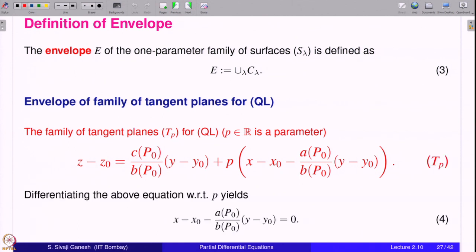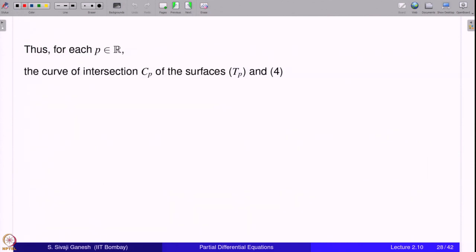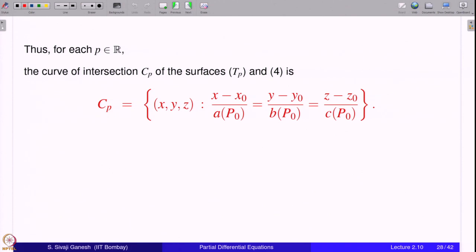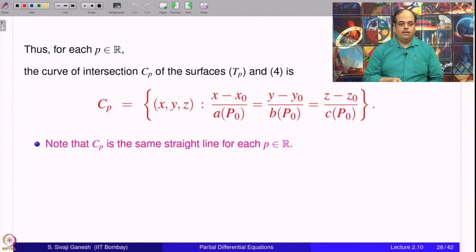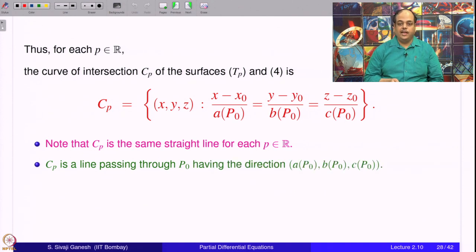It means it says some relation between z minus z naught and y minus y naught. Please do this computation slowly. So, this is what we end up with, Cp, p is the parameter. Note that Cp is the same straight line for each p, it does not depend on small p, it is just a straight line, it all depends on A, B, C at p naught. Cp is a line passing through p naught having this direction A, B, C. What is A, B, C? It is a characteristic direction at the point p naught.